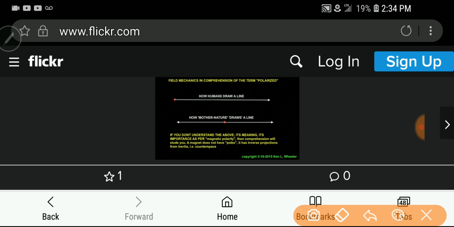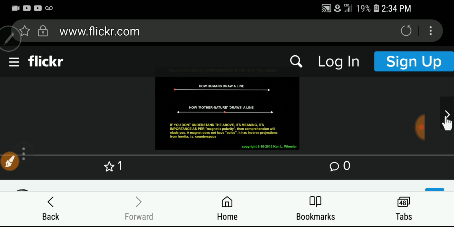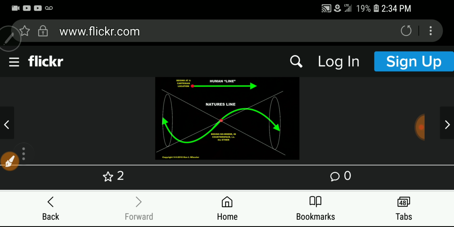This is courtesy of Ken Wheeler. This is how we draw a line, right here. Start at one point, end at another. Here's how nature draws a line. Both directions, but in a curved linear fashion. Like this. This is the precession. This is how nature works.